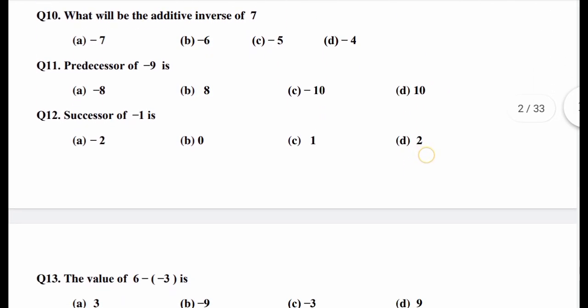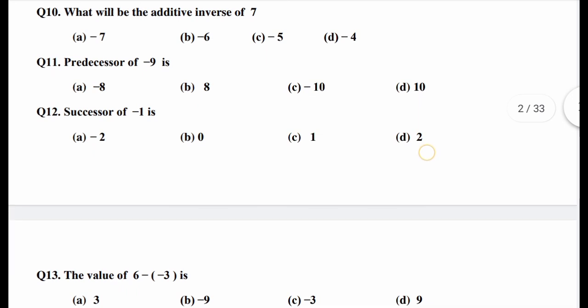Now question number 10. What will be the additive inverse of 7? And we know that additive inverse of this positive number is negative, and that's why it is A, minus 7.